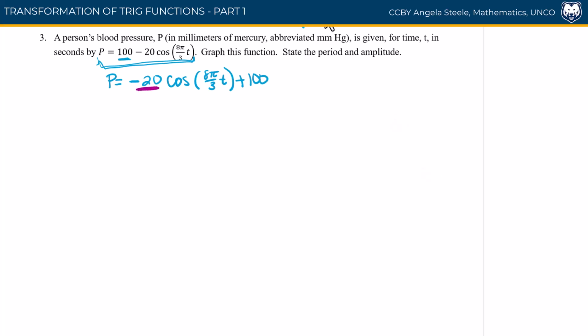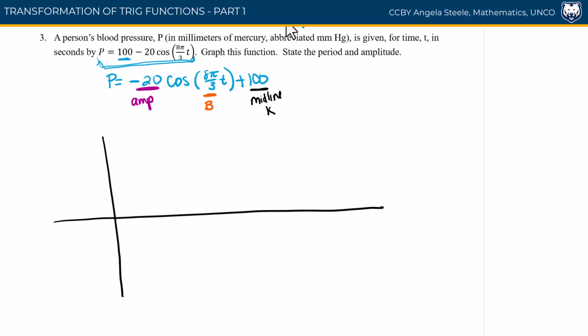So right here, the negative 20 is going to be our amplitude. The cosine tells us which function to draw. The 8 pi over 3, this is our b value. So remember, the b value will help us identify our period. And then the 100 is going to be our midline, or the k value. Okay, so now we've got all three of our values. We can go ahead and start drawing.